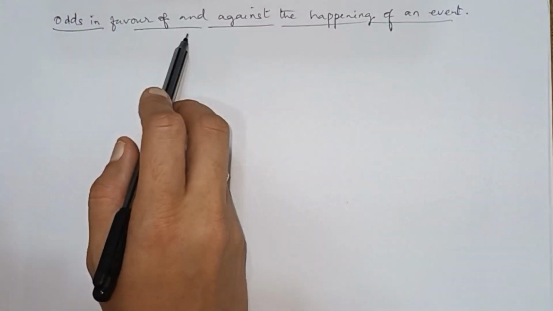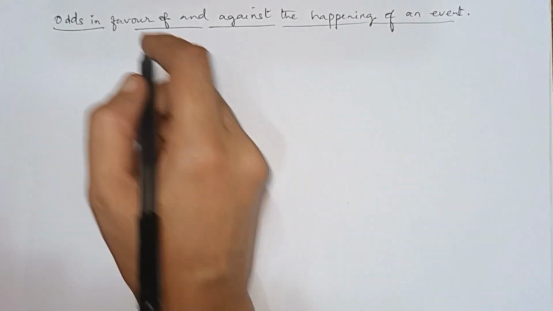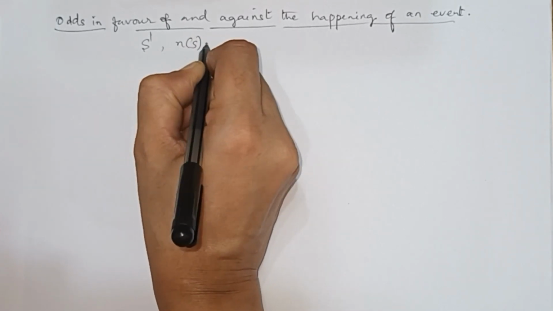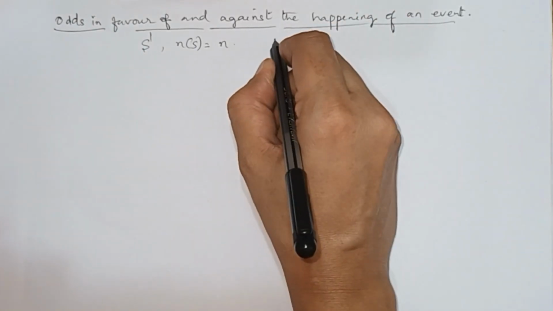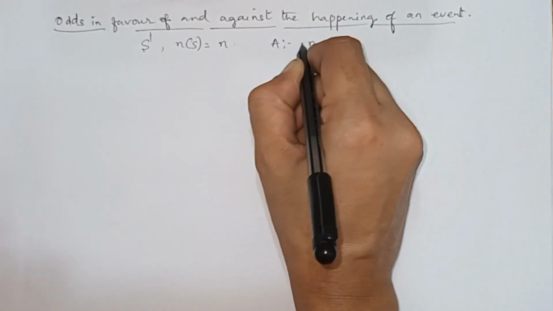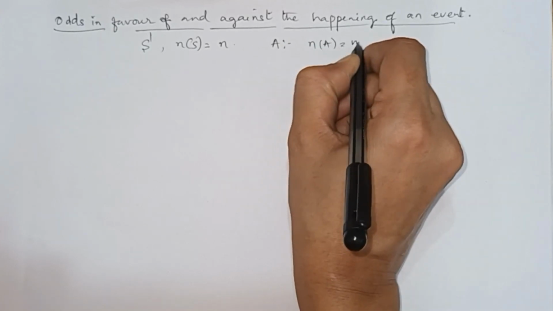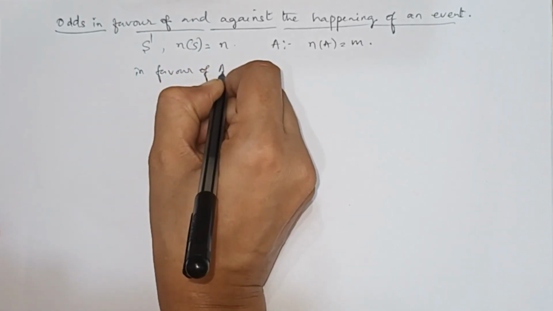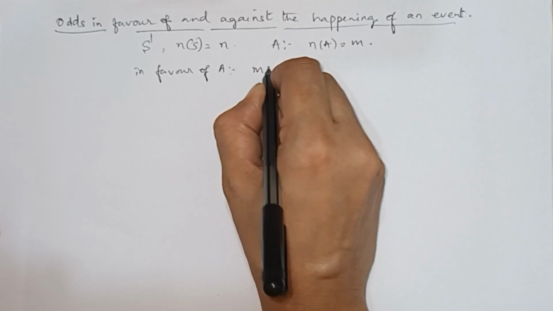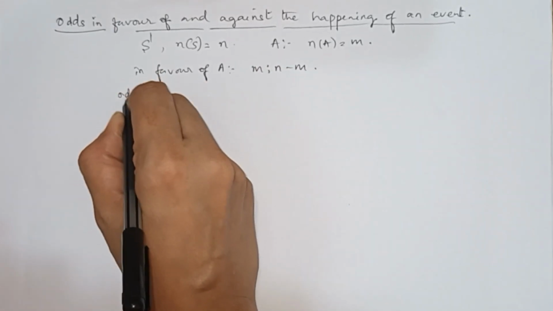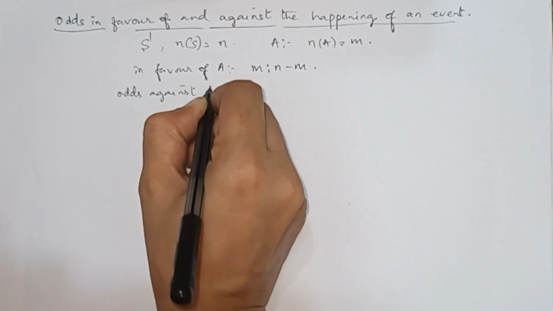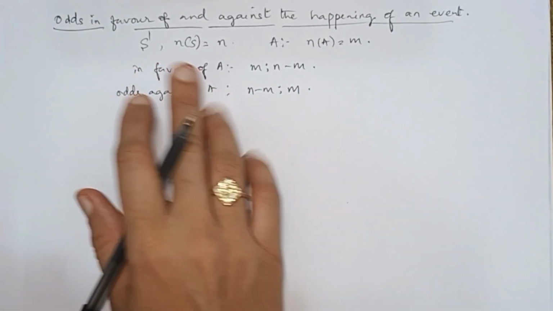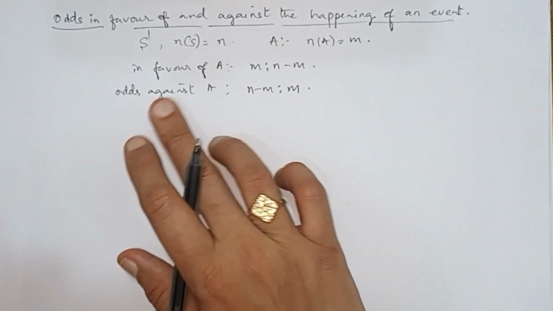Now, odds in favor of and against the happening of an event. Suppose S is the sample space of the random experiment, which has n of S equal to n elements, and A is any event. The favorable outcomes for A are n of A equal to m. Then odds in favor of A is given by m is to n minus m. Odds against the event A is given by n minus m is to m. This is how we state odds in favor of and odds against the given event A.